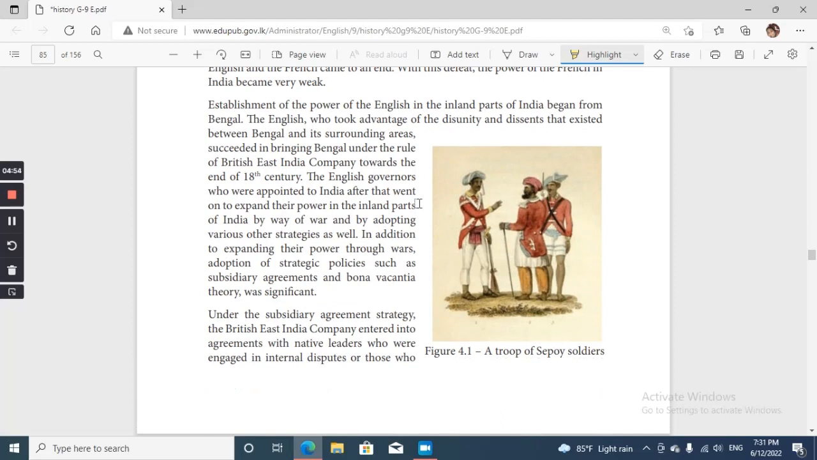The English succeeded in capturing Bengal and bringing it under the rule of the British East India Company at the end of the 18th century. I will highlight Bengal here.